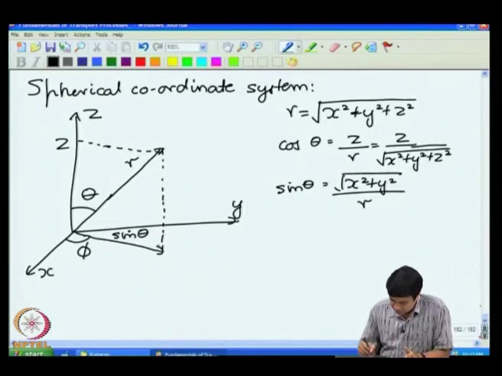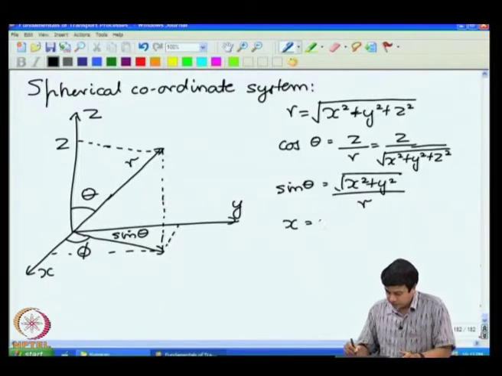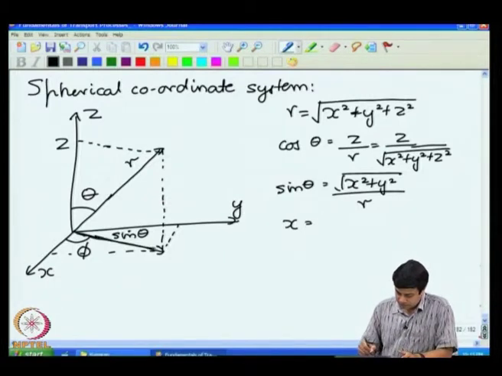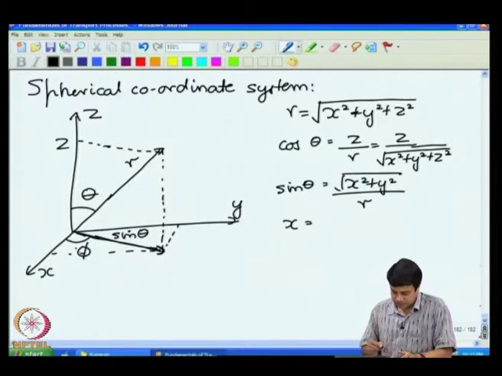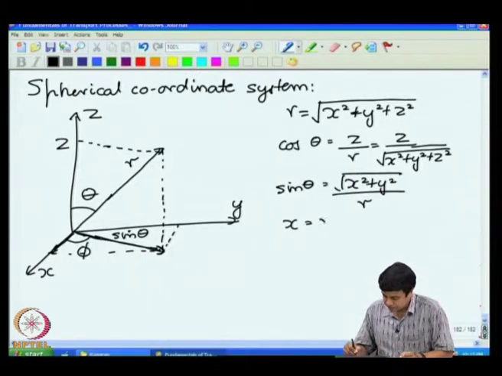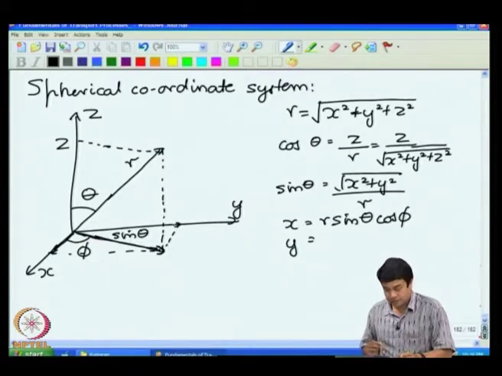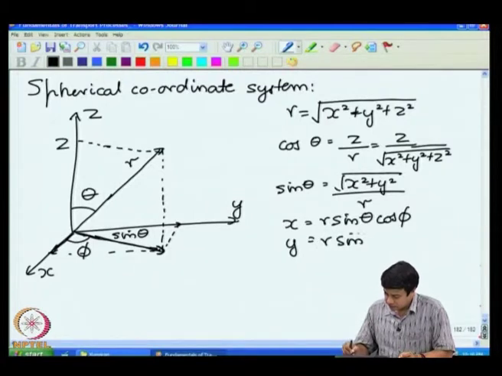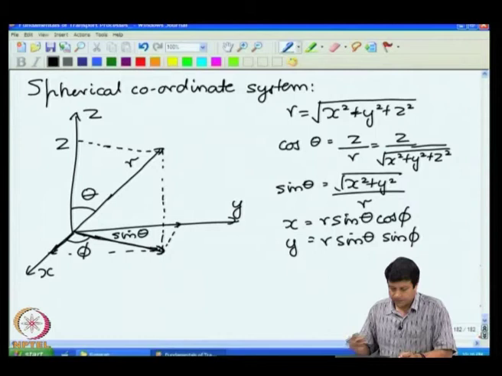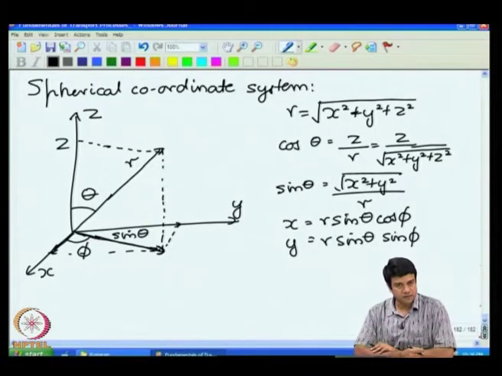The x coordinate has to be equal to this distance times cos phi. Therefore, x is equal to r sin theta cos phi, and y is equal to this distance times sin phi. So, y is equal to r sin theta sin phi. So, these define the coordinate system.